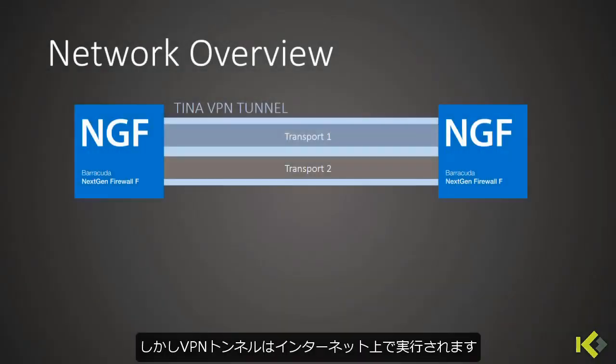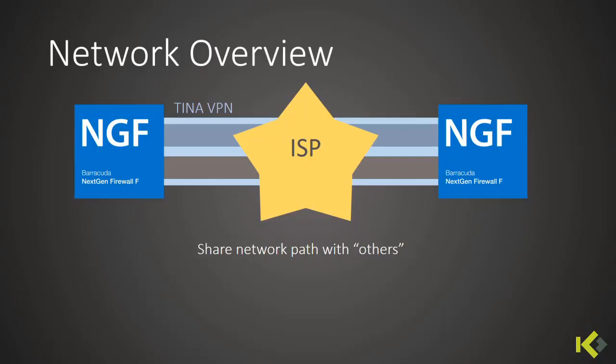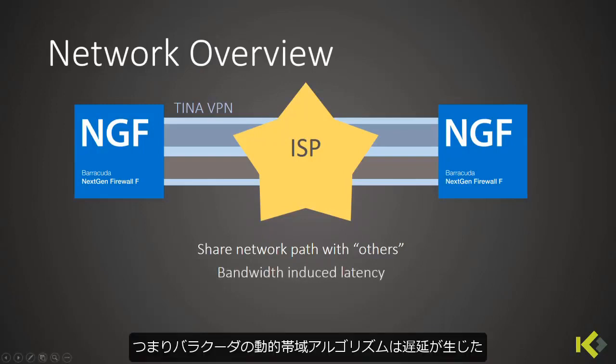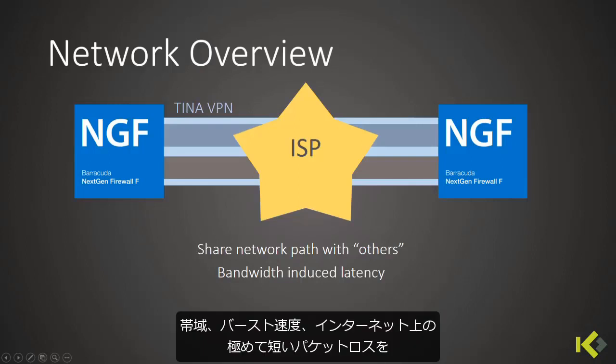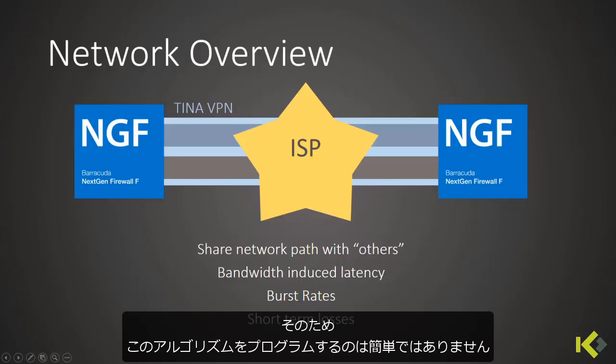But in reality, our VPN tunnel runs on the internet. So we do share the network path with others that we can't control. That means that the dynamic bandwidth algorithm from Barracuda must handle bandwidth-induced latencies as well as burst rates and very short-term losses on the internet. So it's less simple than you think to program this algorithm.